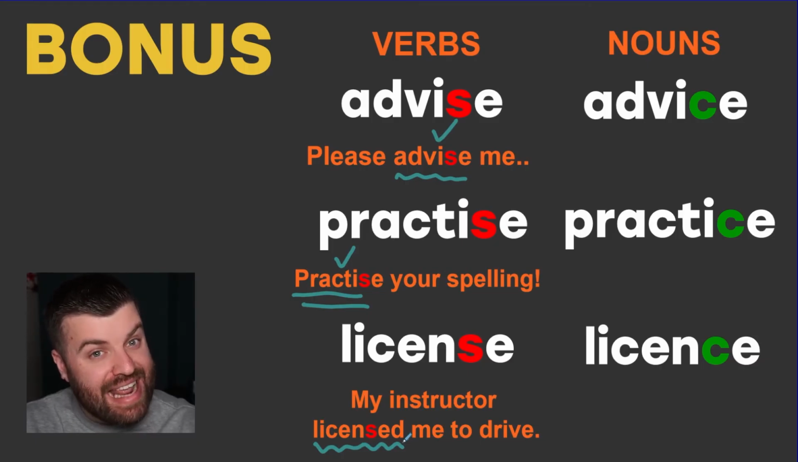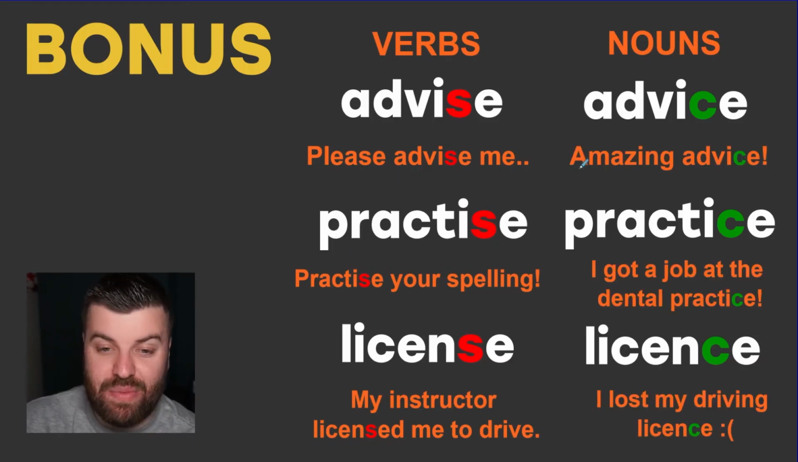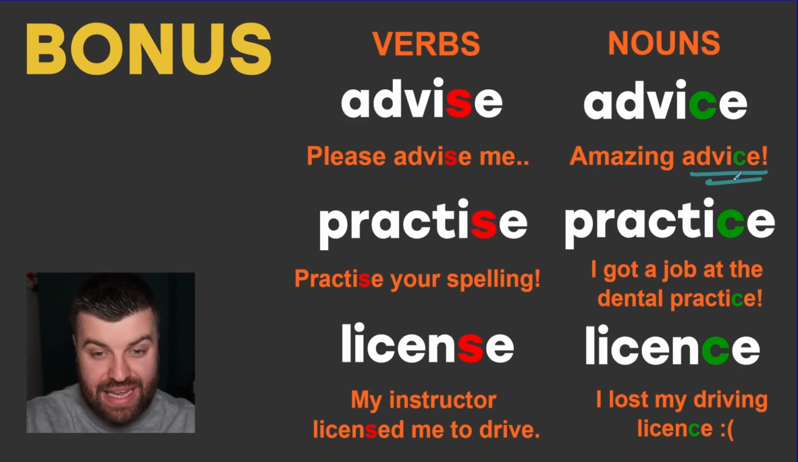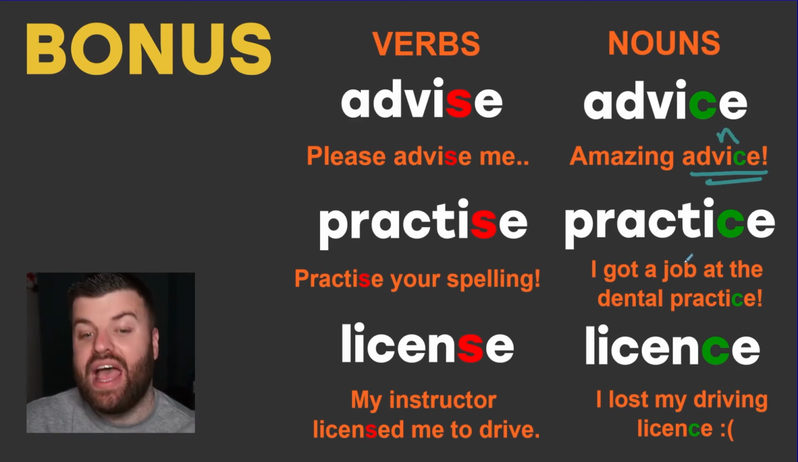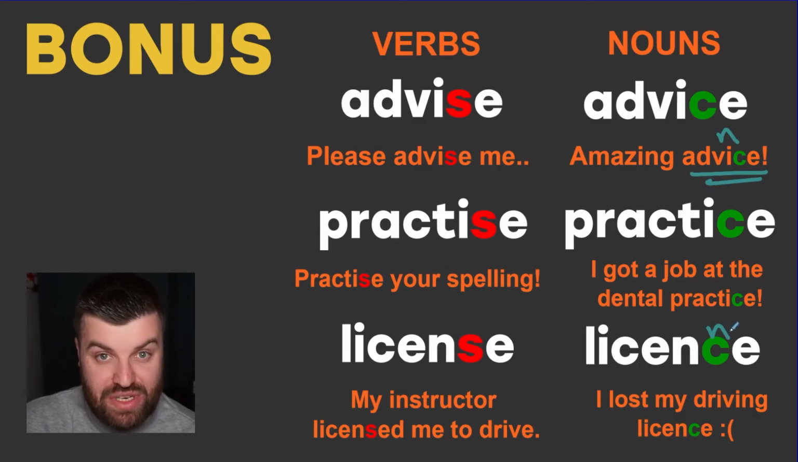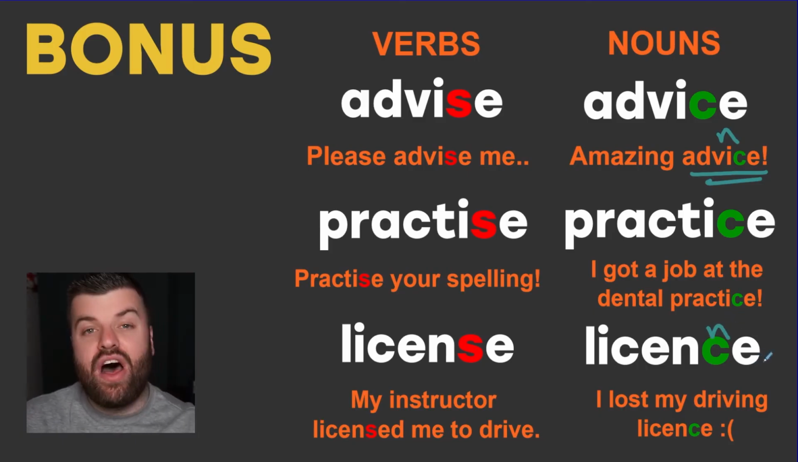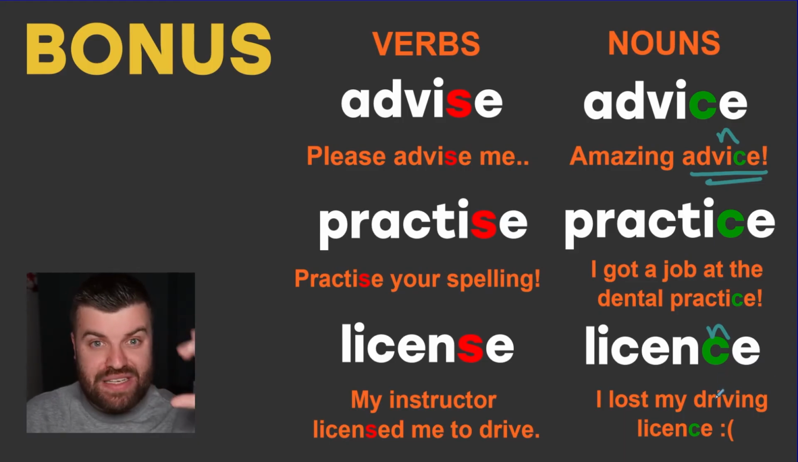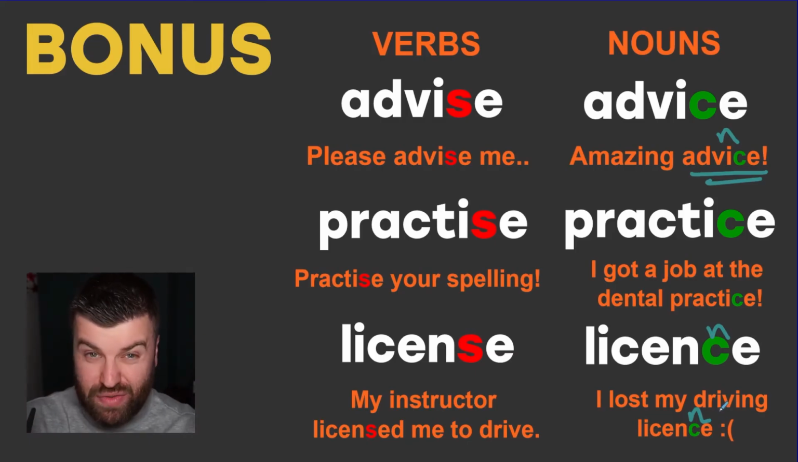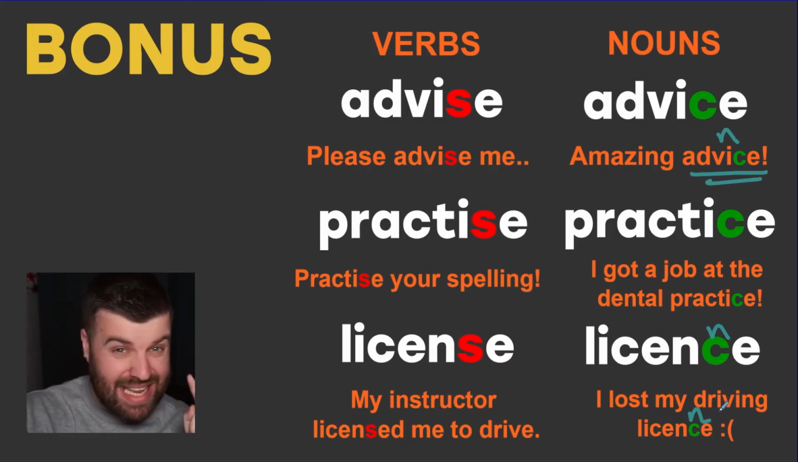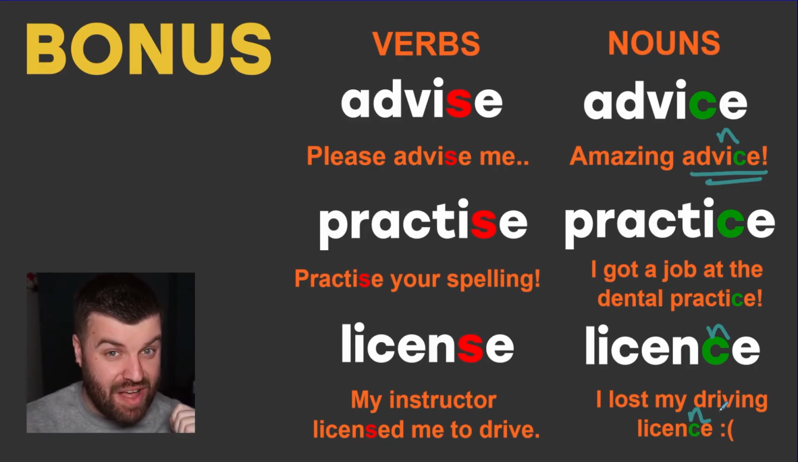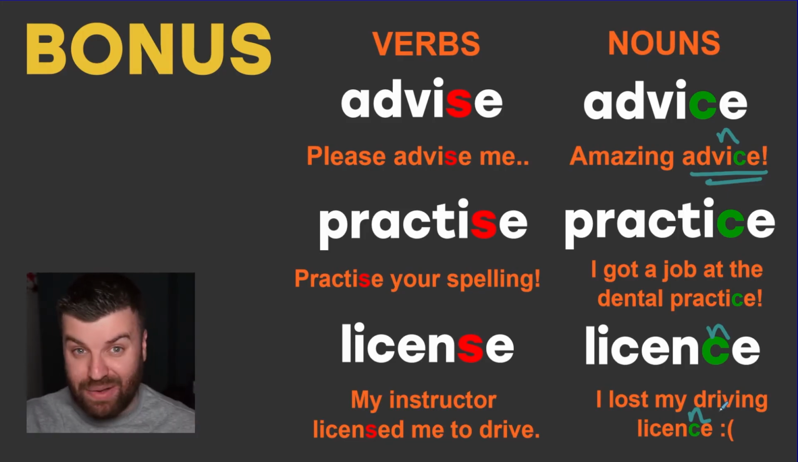However, with nouns, and we can see here in these examples, amazing advice, that's an abstract noun. It's a thing, so it counts as a noun there. We use C. I got a job at the dental practice, which is a place, so obviously that's a noun as well. And at the bottom, licence, I lost my driving licence. Well, that's a physical thing. That's also a noun. And for all of those nouns, we use C. So there's a basic rule. If you're deciding whether to put an S or a C in words like this, if it's a verb, put an S. If it's a noun, put a C.